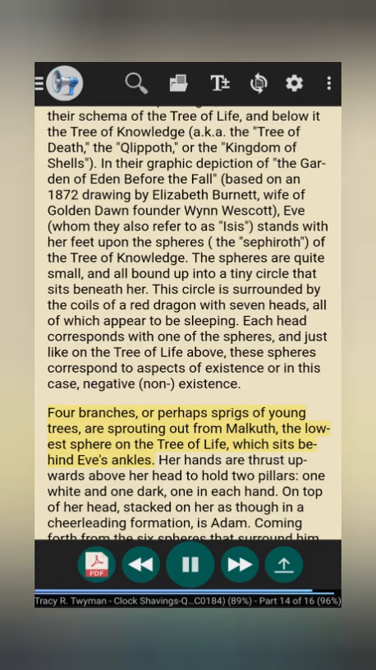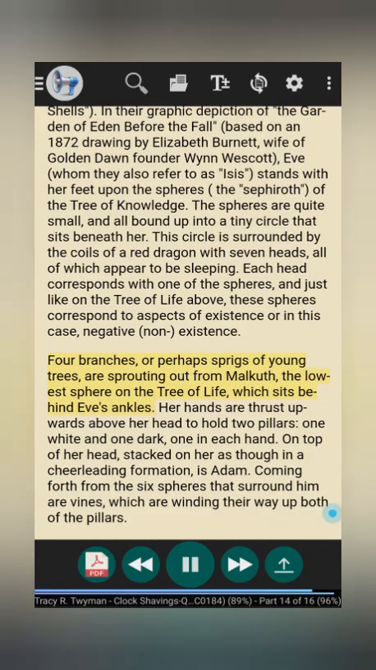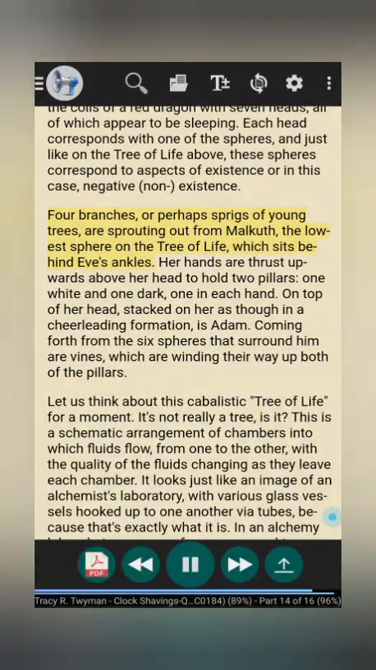4 branches, or perhaps sprigs of young trees, are sprouting out from Malkuth, the lowest sphere on the Tree of Life, which sits behind Eve's ankles. Her hands are thrust upwards above her head to hold 2 pillars, one white and one dark, one in each hand. On top of her head, stacked on her as though in a cheerleading formation, is Adam. Coming forth from the 6 spheres that surround him are vines, which are winding their way up both of the pillars. Let us think about this Kabbalistic Tree of Life for a moment.